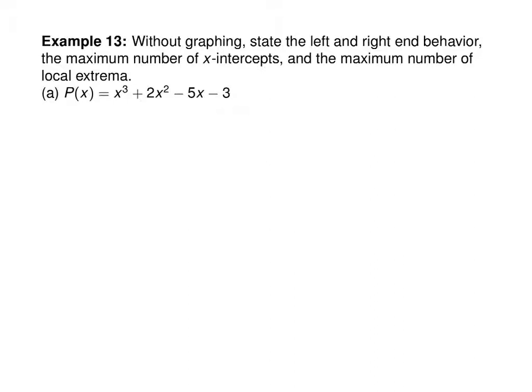Without graphing, state the left and right end behavior, the maximum number of x-intercepts, and the maximum number of local extrema. So I need to explain what local extrema is. We'll get to that last. So first, the left and right end behavior. So left behavior is as x goes to positive infinity or negative infinity? Negative infinity. Are these powers already arranged so that the highest power is first? Mm-hmm. So you look at the x cubed and you think, okay, as I plug in huge negative numbers, do I get a positive or negative number? Negative number.